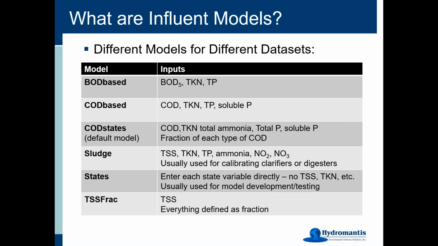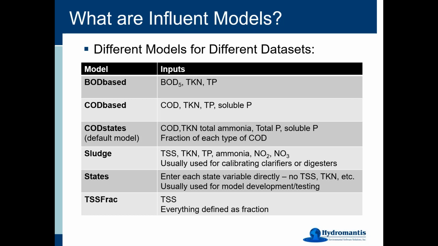The reason behind these is that we want to have options so that you can match up the data that you have to one of the choices that we have available here. So you can see, of course, the BOD-based and COD-based. Those are ones that start with essentially TKN and total phosphorus, and then either the COD or the BOD option. The COD states model is actually the default model that will always be there when you drag an Influent object onto the drawing board.